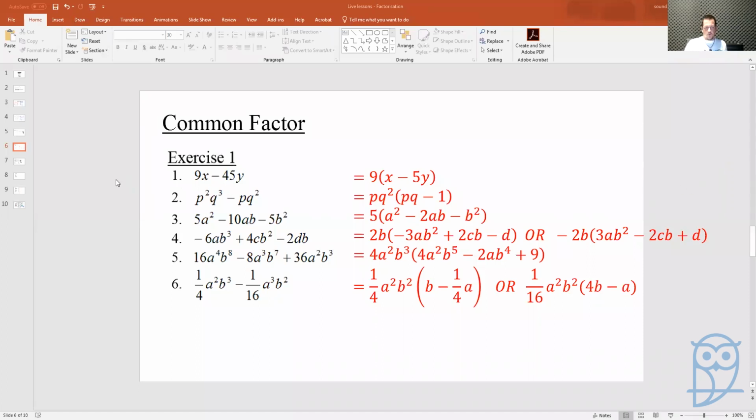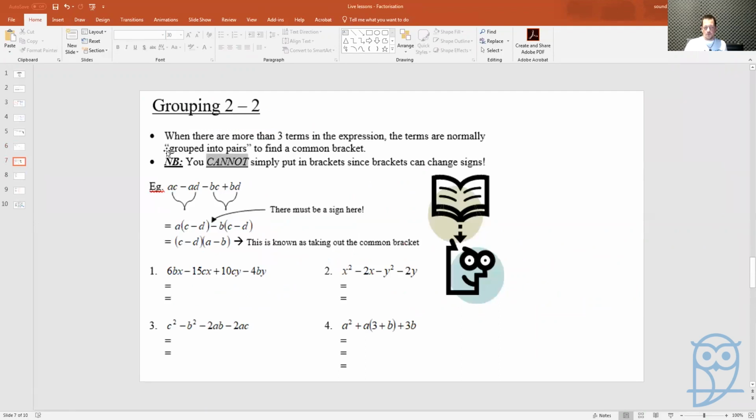So then what we're going to do is we're going to move on to our next part, and that is grouping. Now, grouping is an extension of your foundation work. It is very much in your IG work, but it is also in your foundation textbooks. So it is a slight extension at the time, but you will have to know this.